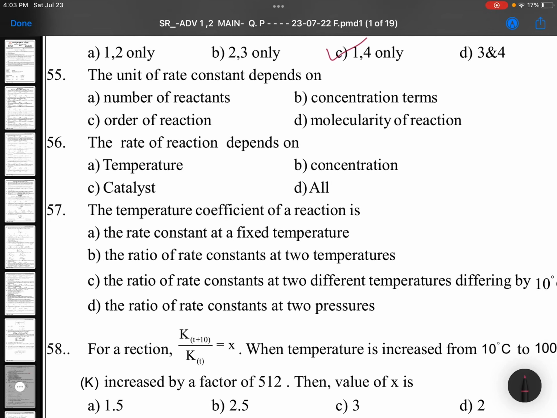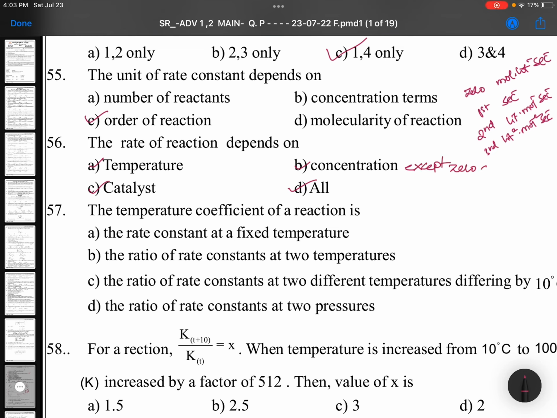The units of rate constant depend on the order of reaction. Zero order reaction: moles per liter per second. First order reaction: per second. Second order reaction: liter per mole per second. Third order reaction: liter square per mole square per second. The rate of reaction depends on all, that is temperature, catalyst and concentration, except zero order. In your question paper it will be there, don't worry.